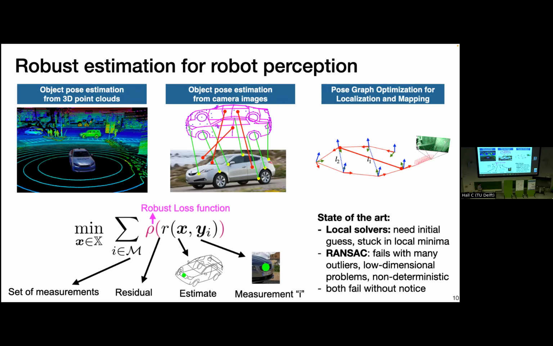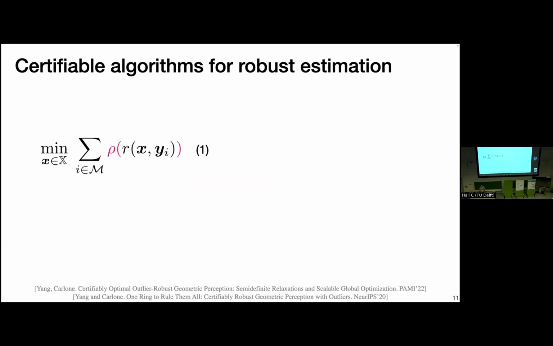Something that really concerned us when we started this line of work is that the existing algorithms will essentially give us an estimate for X, the variable we care about. This estimate can be completely off, but the algorithms will not be able to tell us whether the estimate is good or not. So that's why we started thinking about whether we can develop certifiable algorithms for problems with outliers.